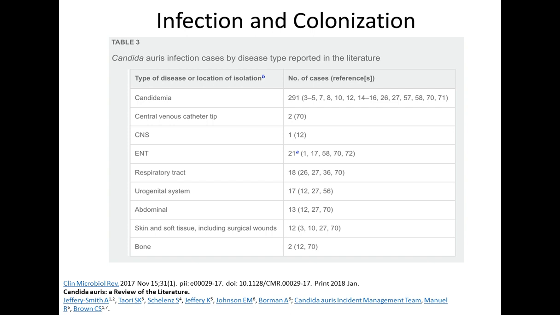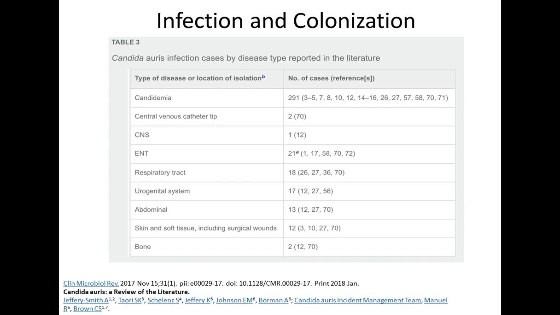So this brings up the question of infection and colonization with this organism. I really want to start with clinical infection. So what typical disease types do we see reported for Candida auris infection? And this is from a fantastic Clinical Microbiology Reviews article called Candida auris, a review of the literature in 2017. What was seen in this table is that there were 291 reported cases of candidemia by Candida auris, or Candida found in the blood. And this has been the most common site of infection for Candida auris.